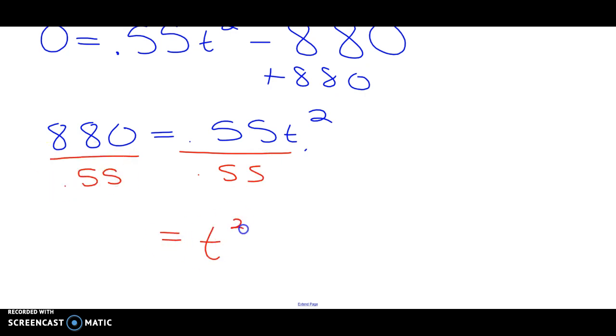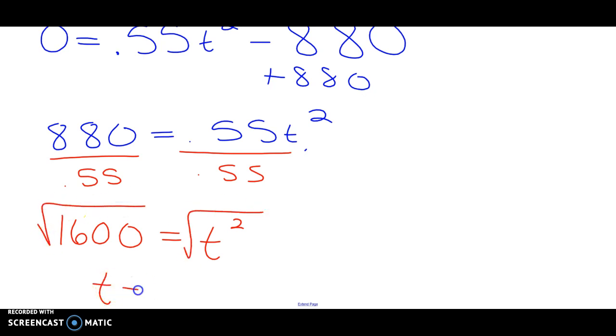So T squared equals 1600. Square root both sides. Therefore, T is 40. But it's not just 40. It's plus or minus, positive and negative 40.